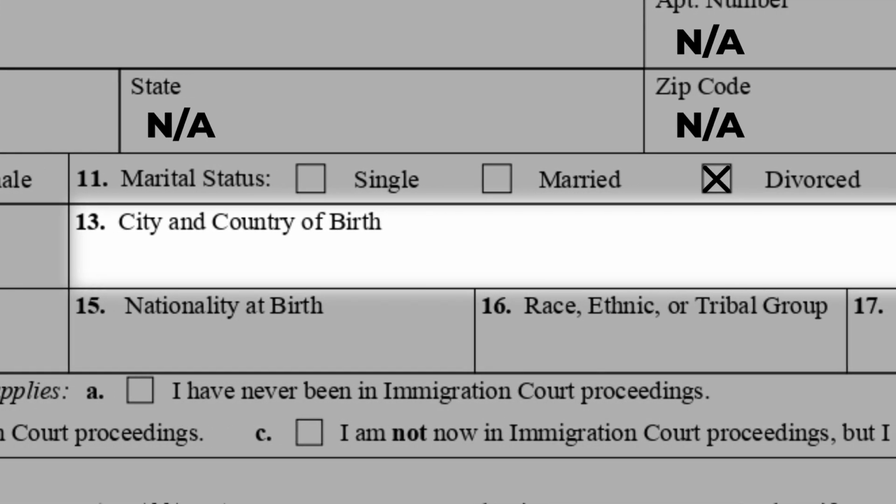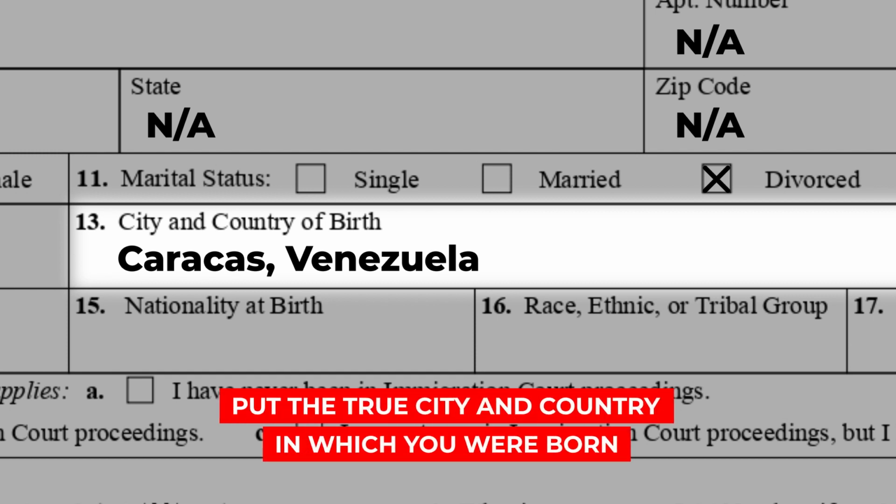The next question, number 13, asks for your city and country of birth. You'll put here the name of the city you were born in, then put a comma, make 1 space, and then type the name of the country in which you were born. So, if our sample applicant, Jorge, was born in the city of Caracas, which is in the country of Venezuela, he'd type Caracas, Venezuela. Same guidance here as with the date of birth issue. Do put here the true city and country in which you were born, even if that conflicts with what's shown in your passport, birth certificate, or other documentation.